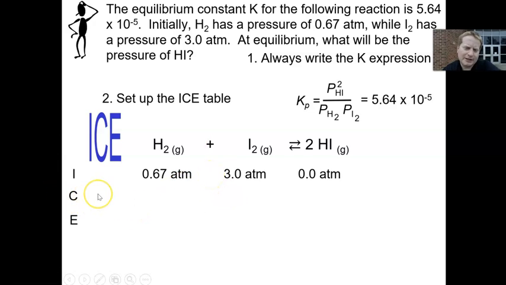Our change is what change we can expect as things shift toward equilibrium. And we don't know exactly what that will be. So anytime you don't know what a value is going to be, use a variable, right? So this is what our change will look like for this problem. So let's look at one thing at a time. H2, that's a minus x. It's a minus because we are starting with all reactants. So we know that we're going to lose some of it.